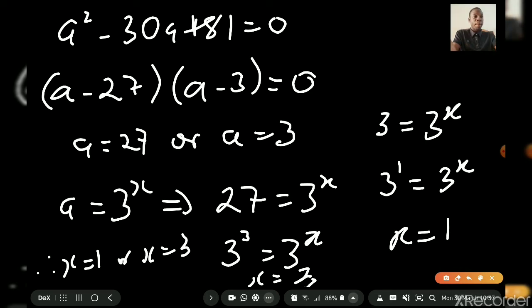Exactly. Yes, so like I said, you need to find the common exponent. The common exponent was 3 raised to the power x. Represent the common exponent by a variable, and then substitute and then solve. Okay, so we'll take another example.